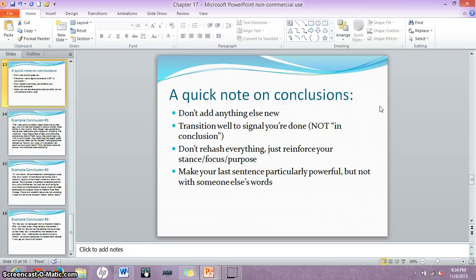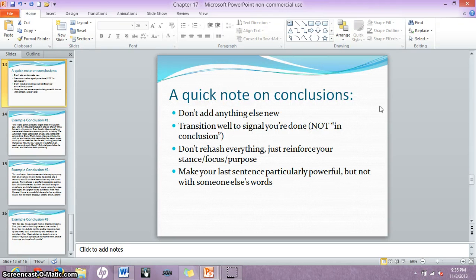You also want to transition somehow to show that you're done. But please don't use "in conclusion." I mean, if you've just got nothing else, then whatever. But that's like saying "I am going to write about..." It's not fun, it's not engaging, it's not creative, and it shows it. So try to close off some other way.